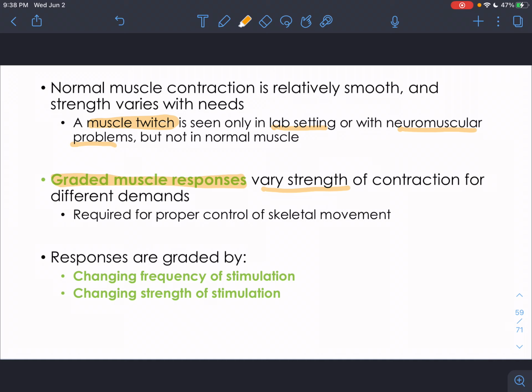Okay, so they're going to vary in strength of contraction depending on different demands. Okay, and this is important because it allows for proper control of the skeletal movement, right? We want to make sure that when we're contracting our biceps, we're contracting it in a way that's allowing us to do what we're intending to do. Okay, and these graded responses are graded or changed, varying in strength, depending on the frequency of stimulation and the strength of stimulation.